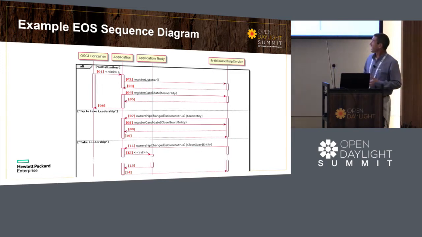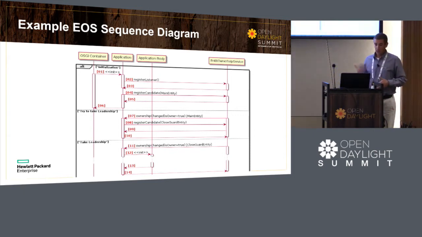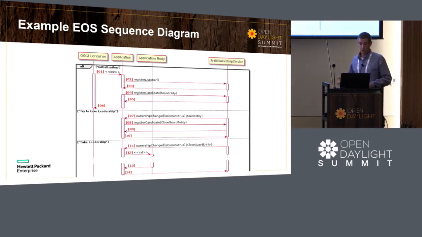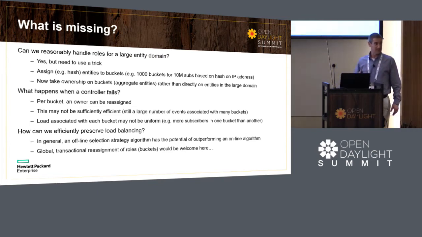Just an example of a sequence diagram from EOS. You can register to listen on events of ownership for a given instance. You can request to become an owner of a certain instance. Typical things you would expect from this kind of management solution. And since I'm, as I mentioned, not a super expert on EOS, I think I'll suffice with that explanation. But I would like to point out things that I think are at least seemingly missing from the EOS solution.